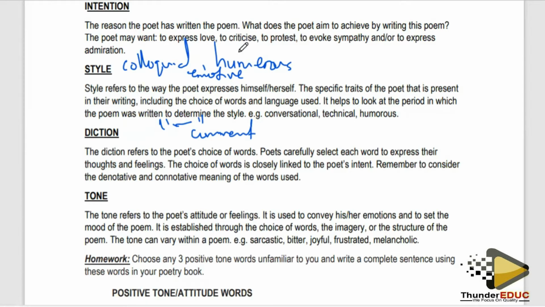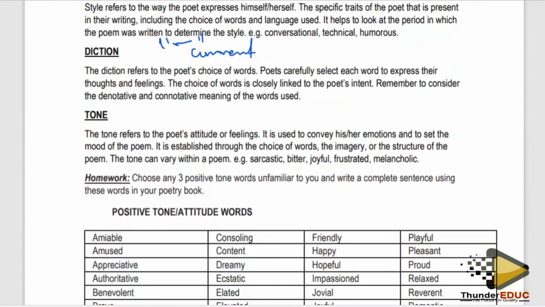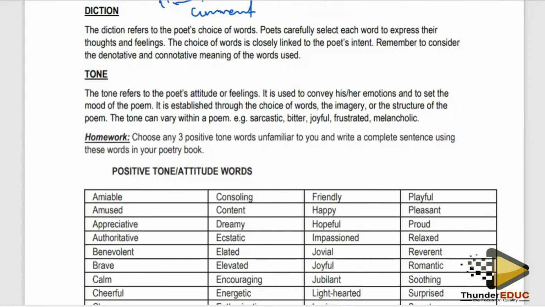There are activities that you can use that are popping up here and there to assist you in trying to understand the tone. For example, it says choose any 3 positive tone words unfamiliar to you and write a complete sentence using these words in your poetry book. That's something you can be practicing in preparation for your poetry lessons. We have positive tones and negative tones. Please don't say the tone is positive, because that is very vague. You must be specific.